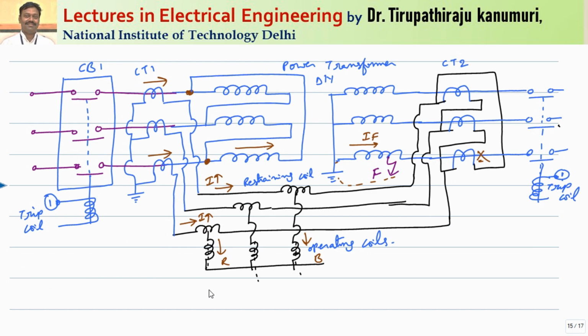So this is for the case of phase fault. Let us take the case of some phase fault. If the phase fault happens anywhere, how is this going to respond? For that I am taking a different color. Let us assume the phase fault has happened between these two, or let me take some different color.